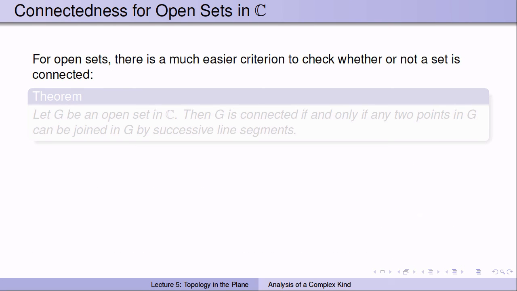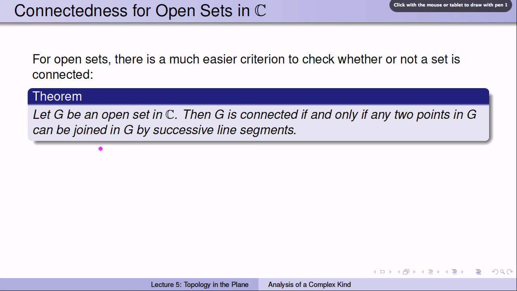For open sets, thankfully there's a much easier criterion to check whether or not the set is connected. This is only true in the complex plane though. So here's a theorem. We're not going to prove this theorem, we'll just use it. Suppose G is an open set in the complex plane. This set is connected if and only if any 2 points in G can be joined by successive line segments.